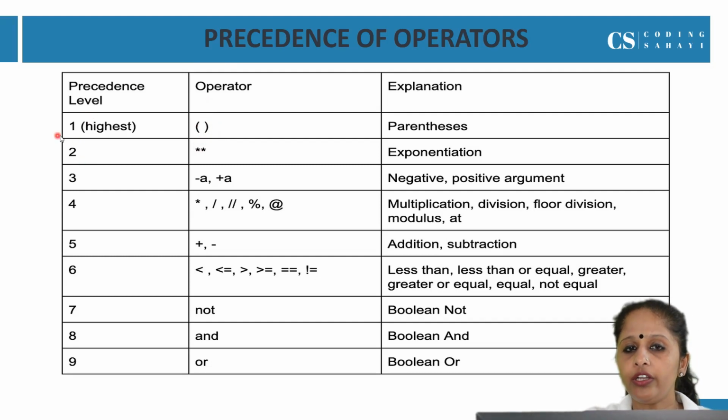The highest priority operator is parenthesis. That is, if you have an expression with multiple operators and operands, and there are brackets opened and closed with some operations in between, then that should be evaluated first. Then we have double star, that is exponentiation, where we find the power. Like that we have the precedence of operators here. The lowest priority one is the OR operator. So let's see an example.